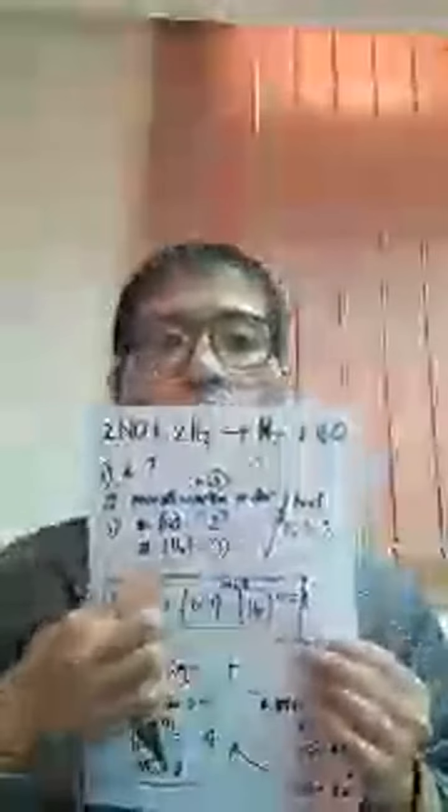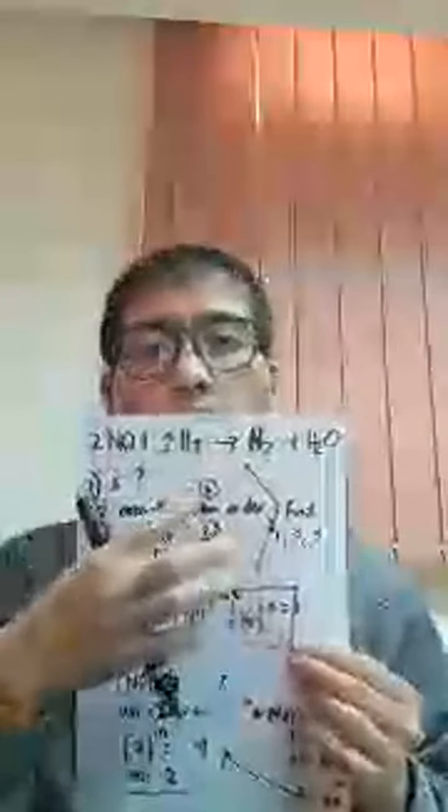Reaction order of NO is equal to 2. Reaction order of H2 is equal to 1, which we solved a while ago. Overall reaction order: 1 plus 2 is equal to 3. So k is our problem now.